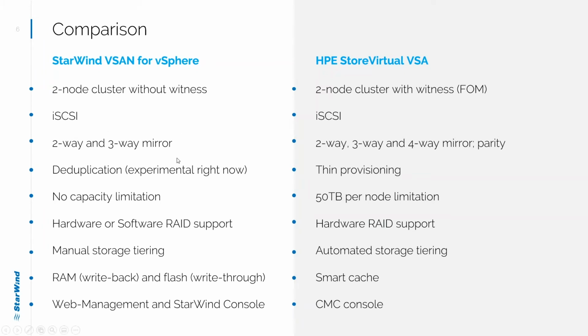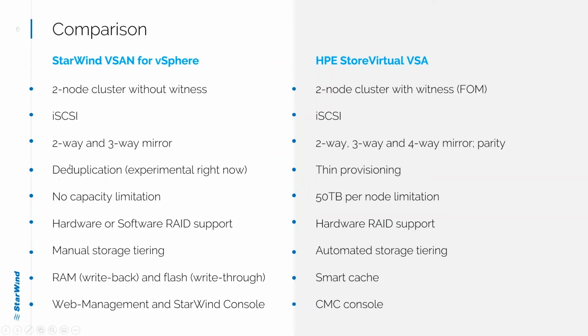StarWind supports only 2- and 3-way mirroring. StoreVirtual may also establish 4-way replication and single or dual parity. 4-way replication is rarely used because of the usable storage penalty. Parity may save capacity only starting from 4 nodes. In a 3-node cluster, single parity provides 25% more capacity compared to a 2-way mirror, but it also cuts the performance, especially on writes.